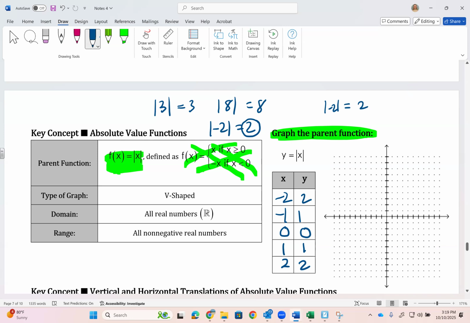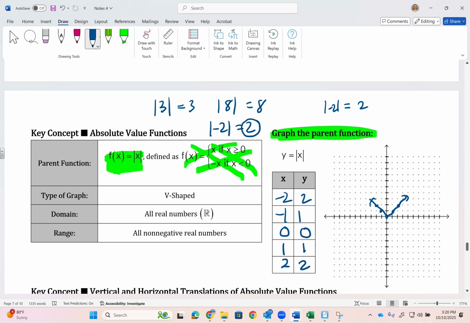So if you plot these points, you have 0, 0, 1, 1, 2, 2. It makes a V. So you start at the origin, you go up one, right one to the right, and up one, left one to the left. That's really how you graph absolute value. And so you don't have to really make the table. You can make the table to establish your first graph. However, to graph absolute value, you can remember this: you start at the origin, you go up one, right one to the right, up one, left one to the left, and that is your graph.